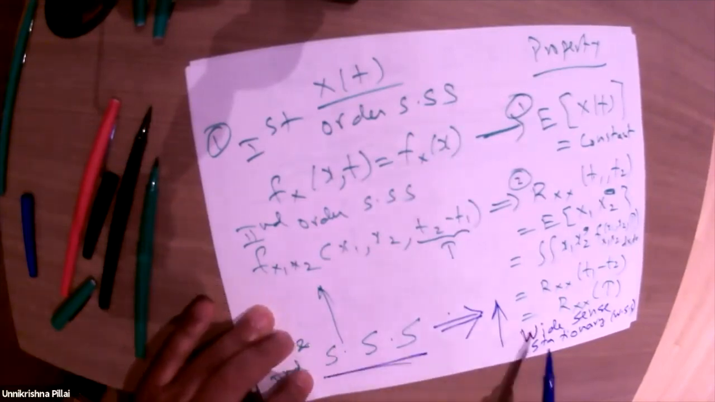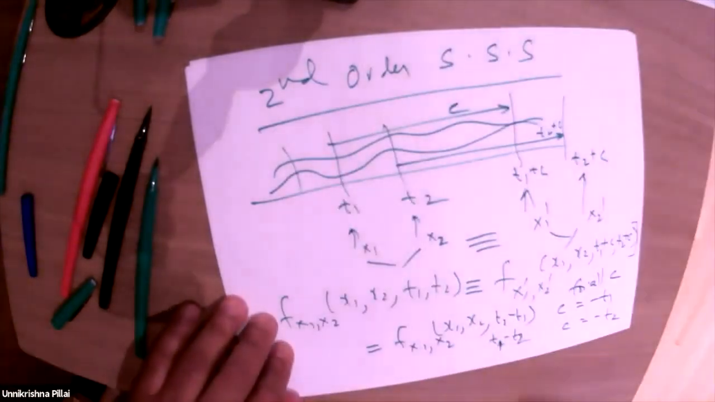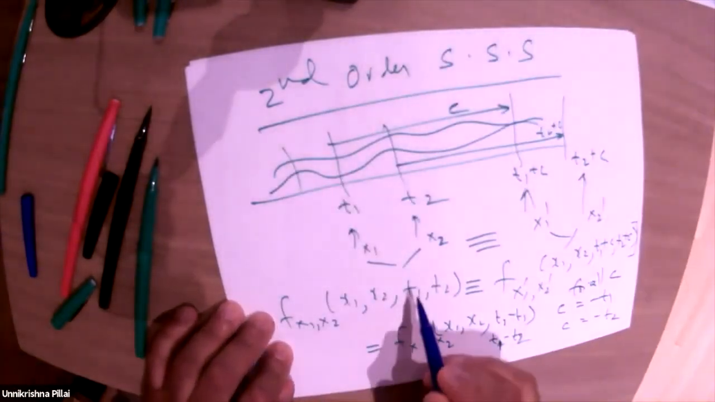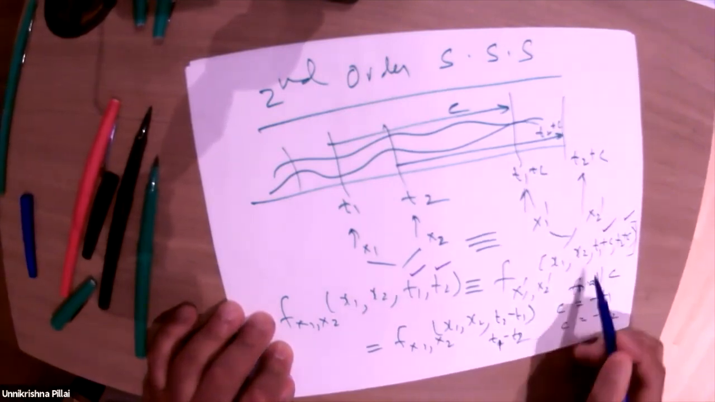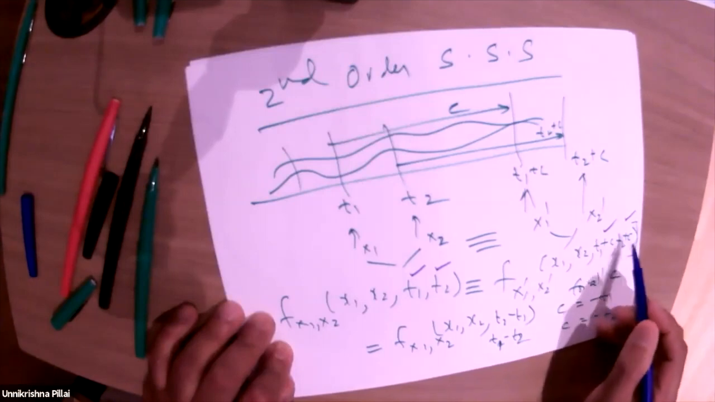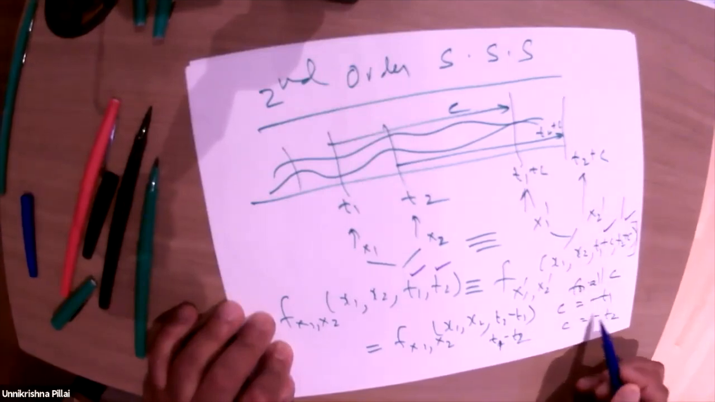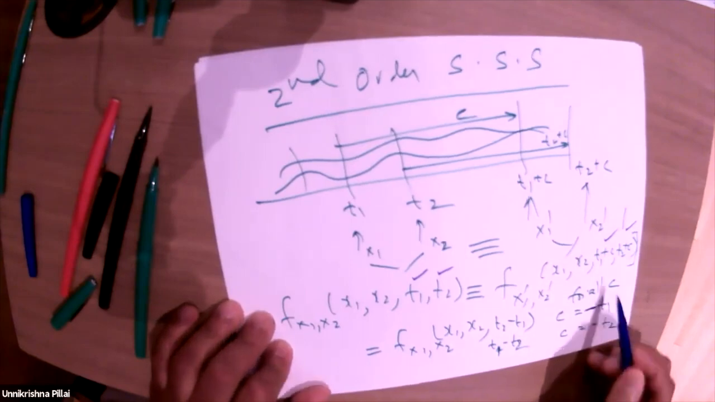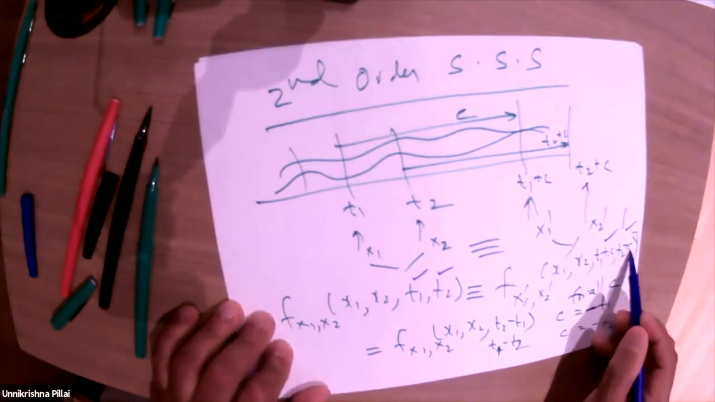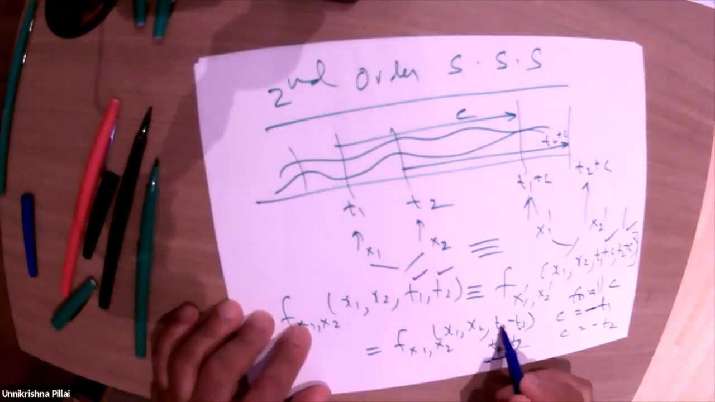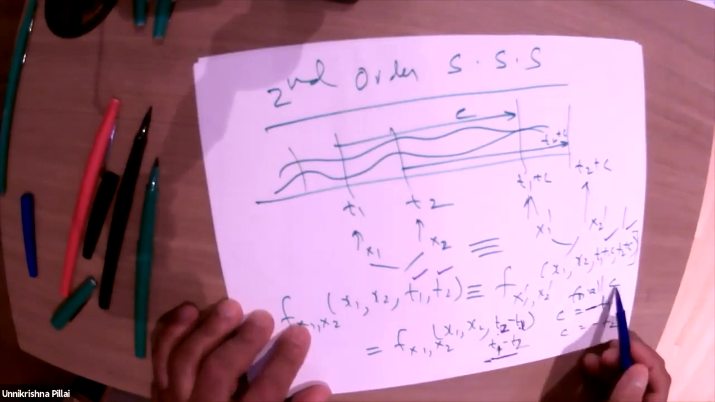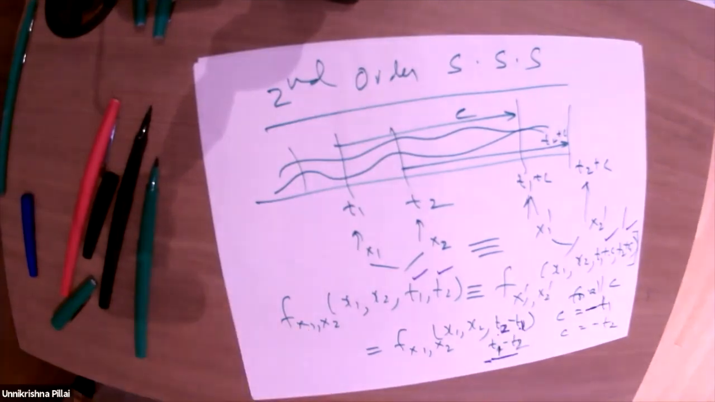Strict sense stationarity gives you wide sense stationarity, but let me answer this question. Look here: the joint density function of T1, T2 is the same as that of T1 plus C, T2 plus C. But this is true for all C. So put C equal to minus T1. Then this becomes zero, and this becomes T2 minus T1. So I can write this as a function of T2 minus T1, or put C equal to minus T2, then I can write it as T1 minus T2. Is that clear?